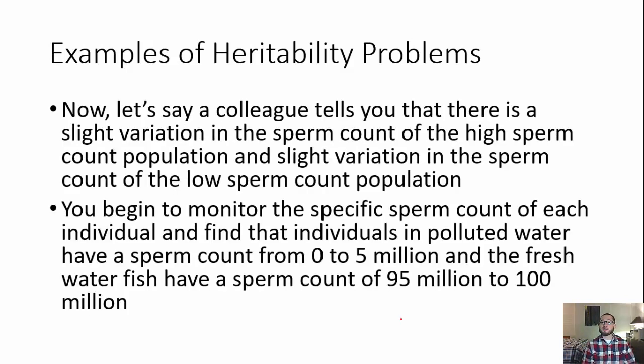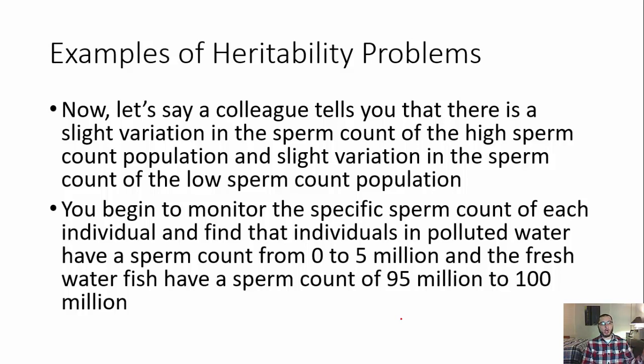But let's say a colleague tells you that there is a slight variation in the sperm count. They're saying there is no just high and low; there's a range of high and a range of low. Let's say, just as an example, you're monitoring the specific sperm count of each individual, and you find that individuals in the polluted water can have a sperm count from 0 to about 5 million, and the freshwater ones have a sperm count of 95 million to about 100 million. So that's our range for low versus high.